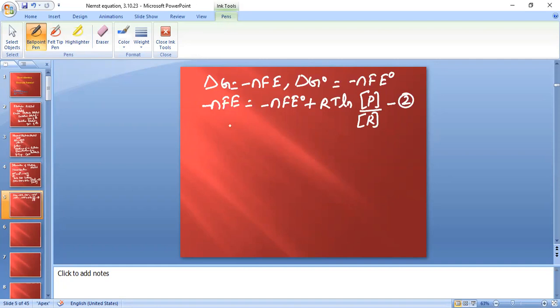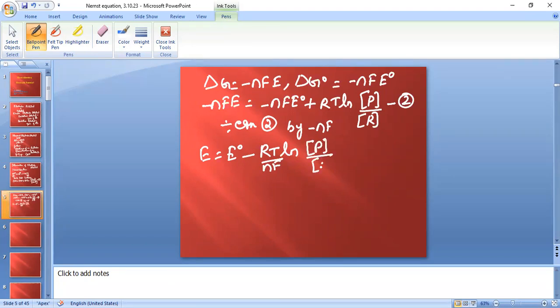Now divide equation 2 by minus nF. So what do you get? E is equal to E naught minus RT by nF ln concentration of the product by concentration of the reactant.